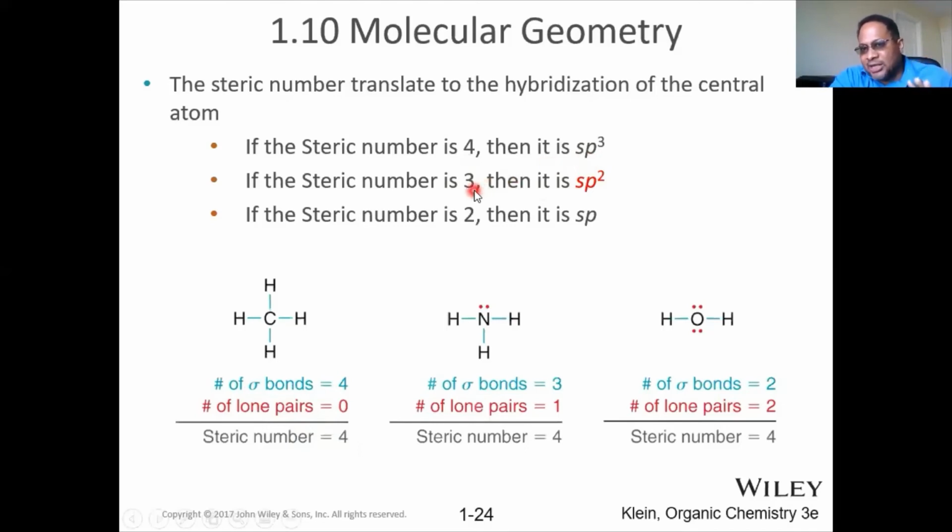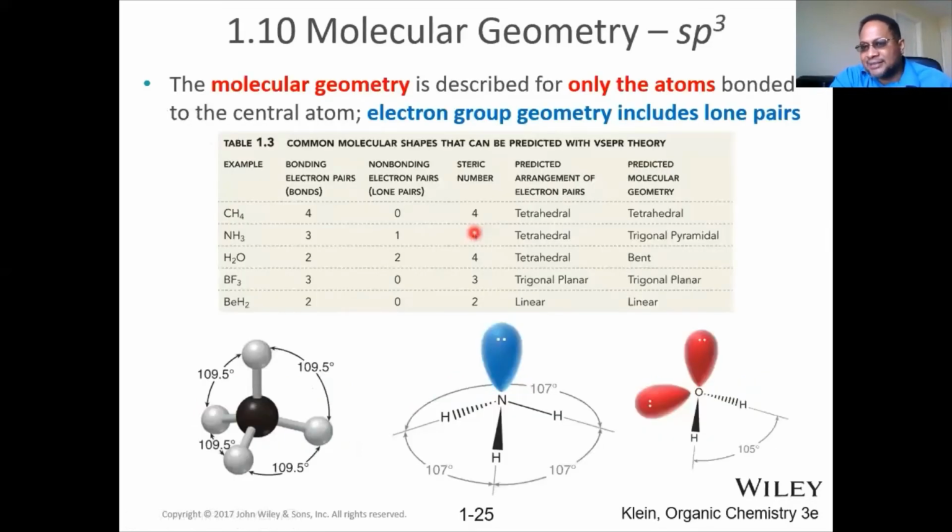If the steric number is 3, it will be like an sp2 hybridized type geometry. If it's 2, it's sp. What do I mean by that? So here are some examples. In the example of methane, carbon in the middle, 4 hydrogens around it, the steric number is 4. That means the hydrogen atoms are spread out in a tetrahedral type format, as far away from each other as possible. So methane has a tetrahedral type geometry.